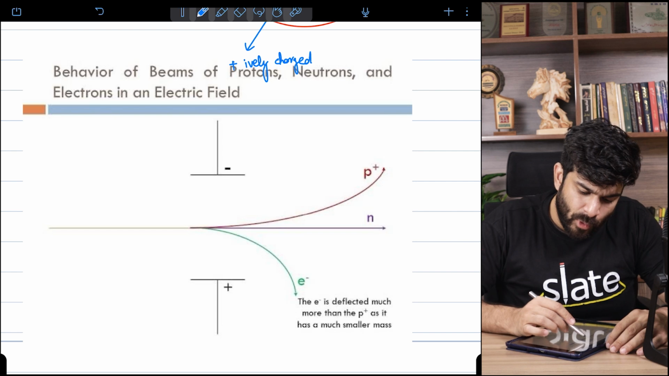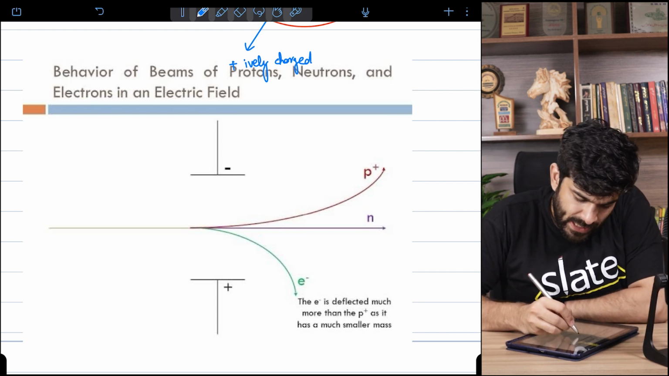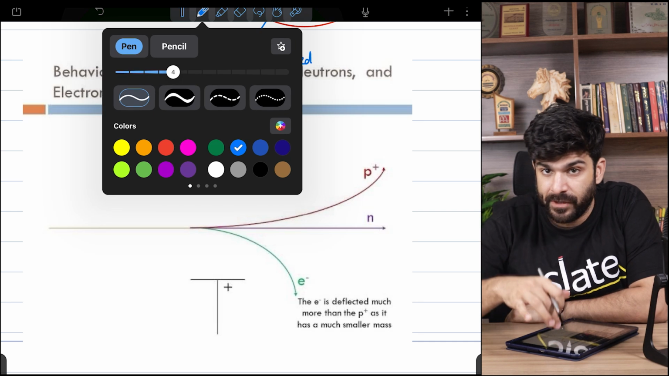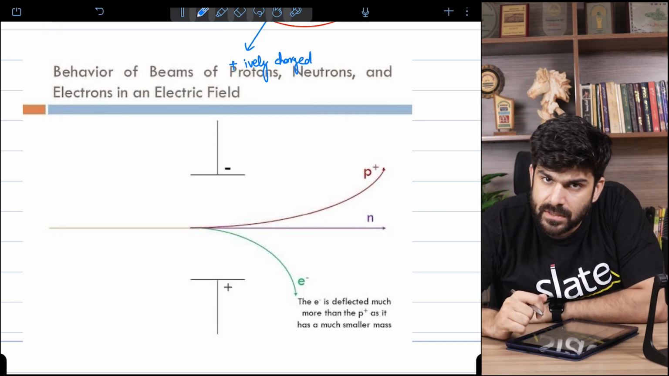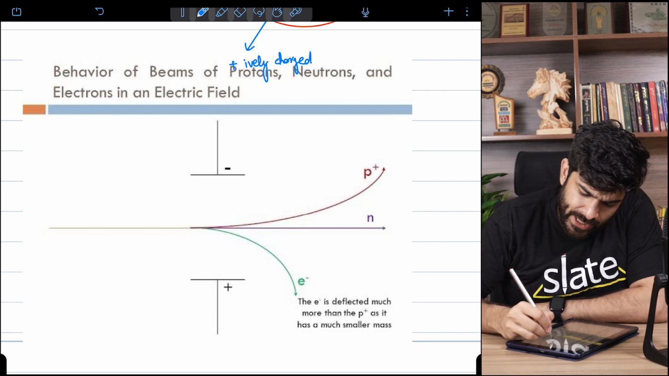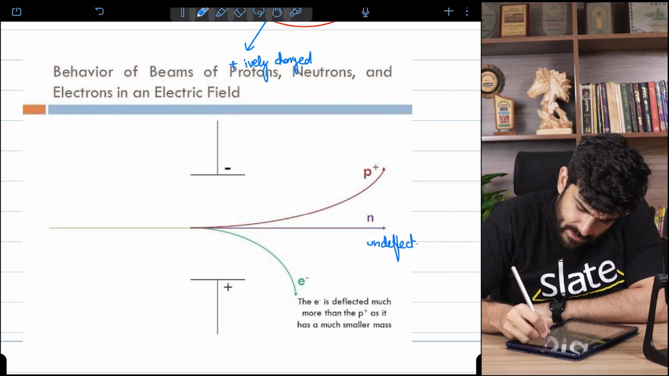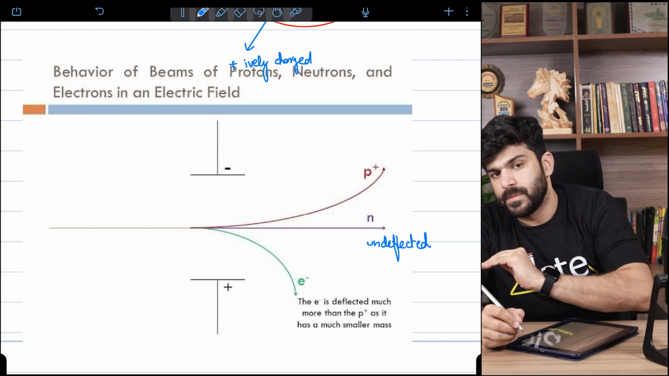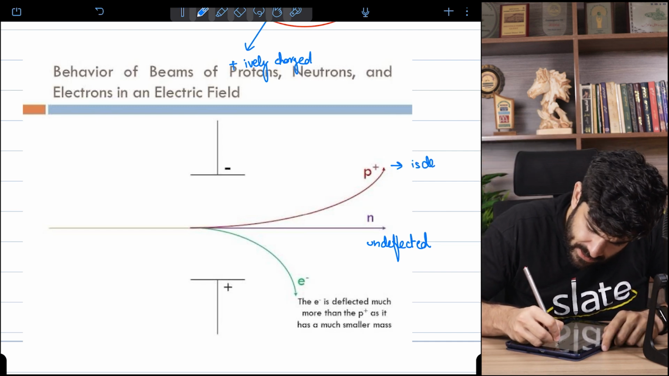Behavior of beams of protons, neutrons, electrons in an electrical field. What do we see here? In this particular field, we have a negative charge plate on the top and a positive plate at the base. We know very well the neutron goes undeflected. It goes straight.